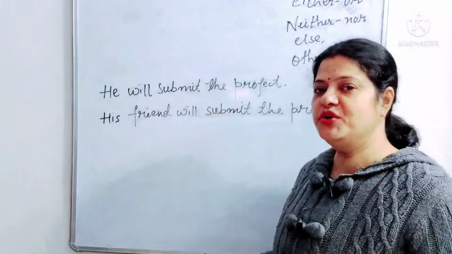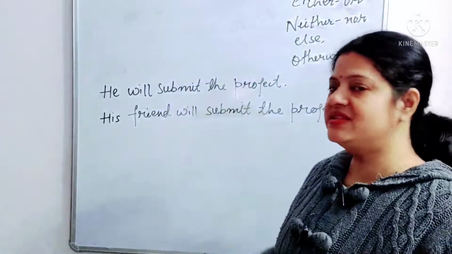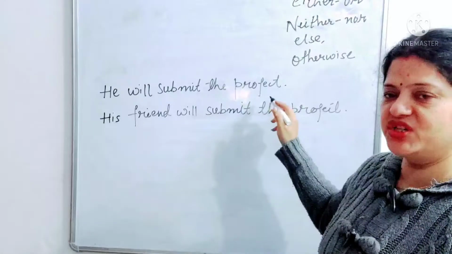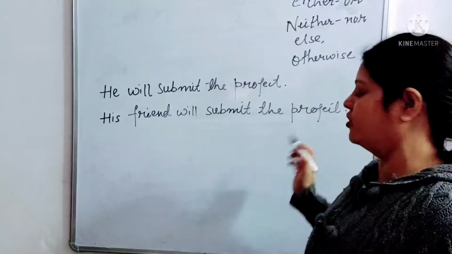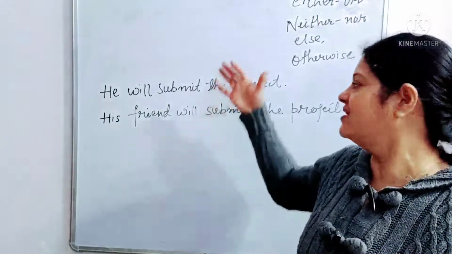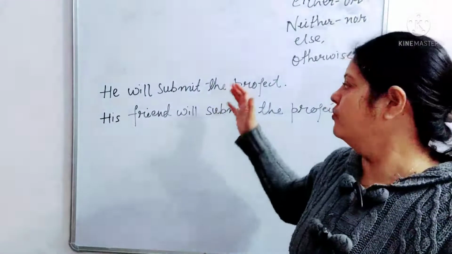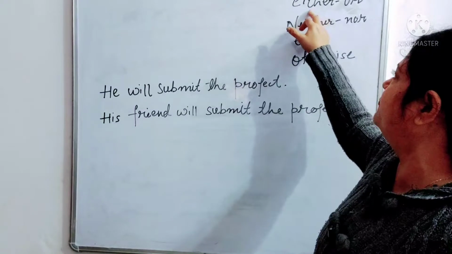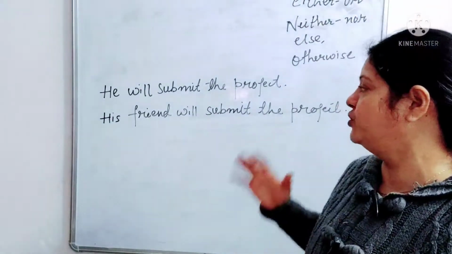So I have written 2 sentences on the board. Let's read those sentences. They are: he will submit the project. Second sentence, his friend will submit the project. So here we can see that I have written 2 simple sentences on the board. Now we need to add these 2 simple sentences with the help of the conjunction either or. So how will we do it?